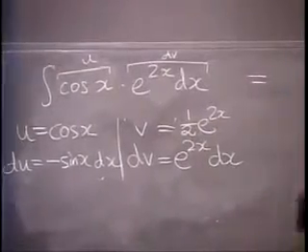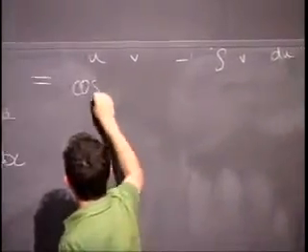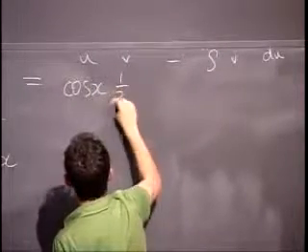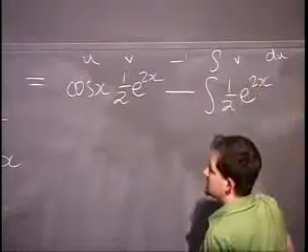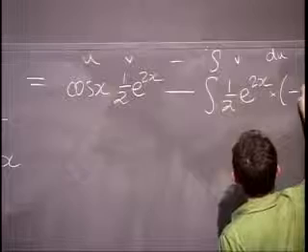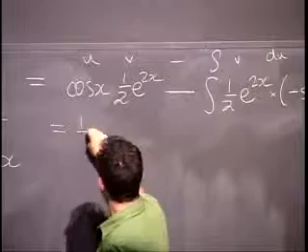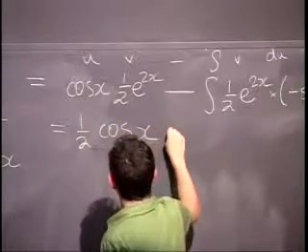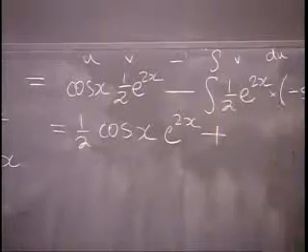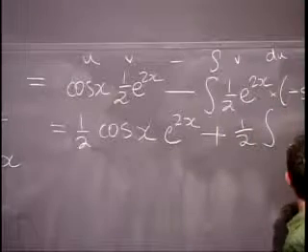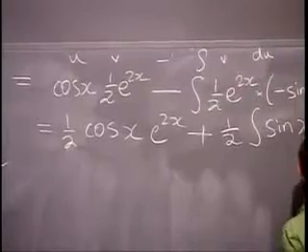I get uv minus the integral of v du. So u is cosine x, v is 1/2 e to the 2x. Subtract 1/2 e to the 2x times the derivative, minus sine x dx. Tidy up phase: 1/2 cosine x e to the 2x plus, minus minus becomes a plus, half, drag that out rather, integral of sine x e to the 2x dx.